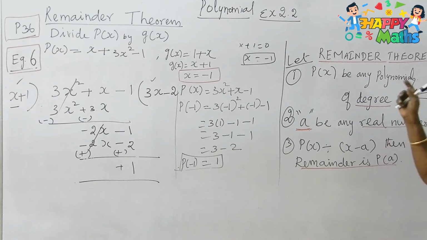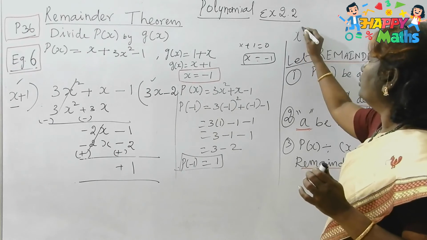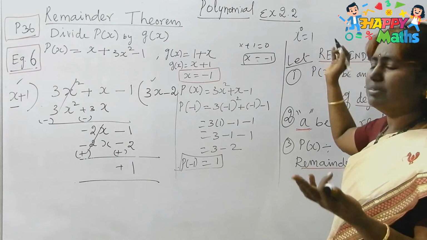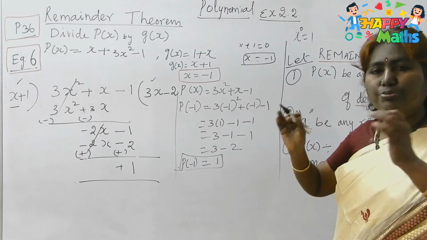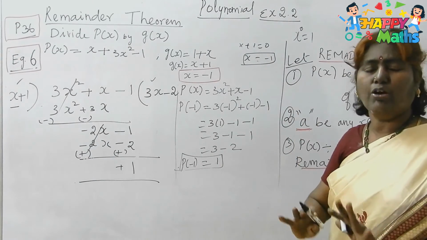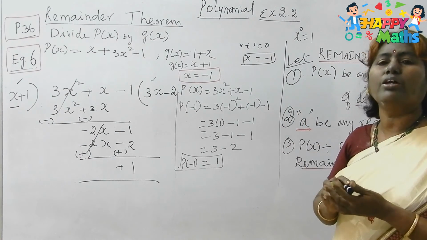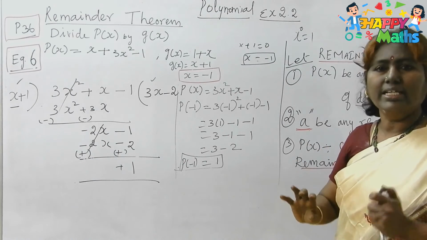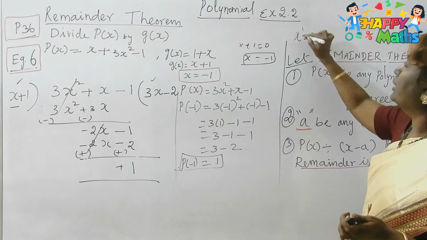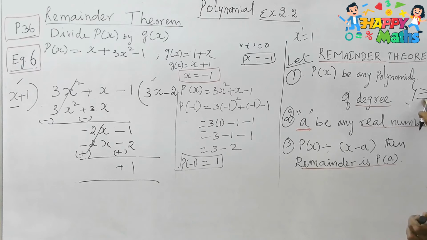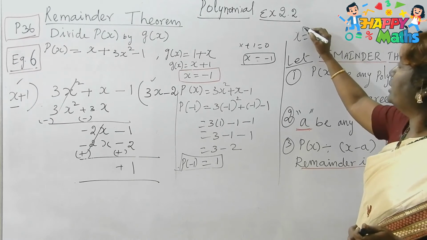If the degree is less than 1, that means what? That will become x equal to 0. No, x equal to 0 means it's a simple constant. So it is not at all a polynomial. So if it should be a polynomial, binomial, monomial or trinomial, whatever it is, then the degree must be minimum 1. That is, equal to 1. Or it can be greater than 1.